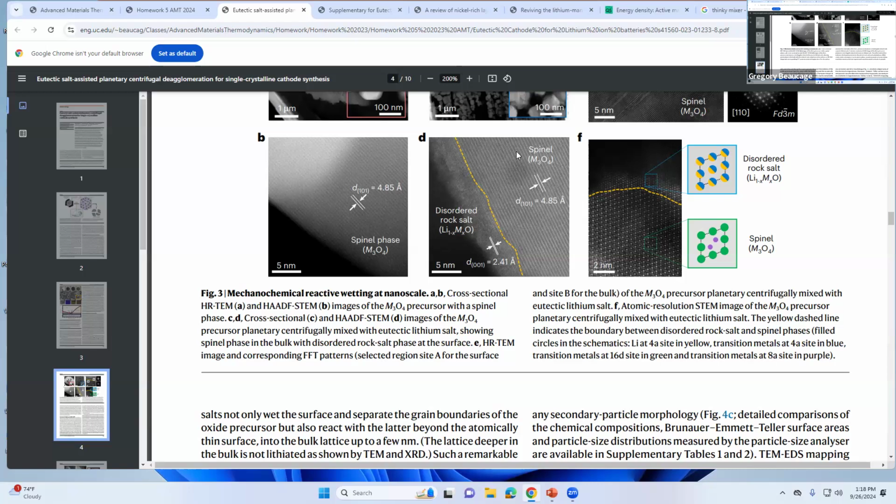So it should be AB2O4, but basically because the transition metals can change their oxidation state, you get M3 in this thing for the spinel. Anyway, so that's kind of the game here.